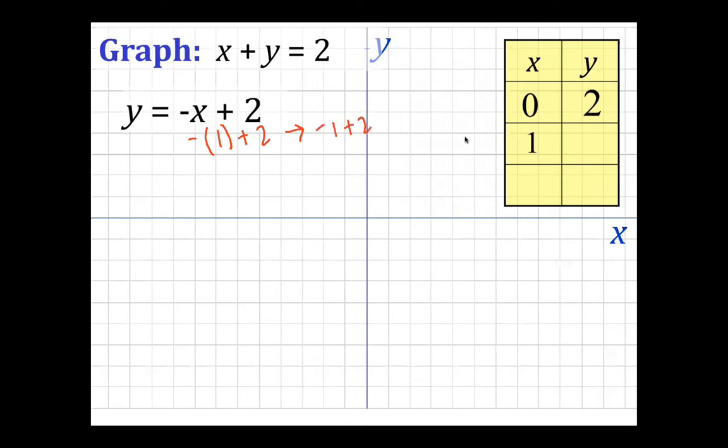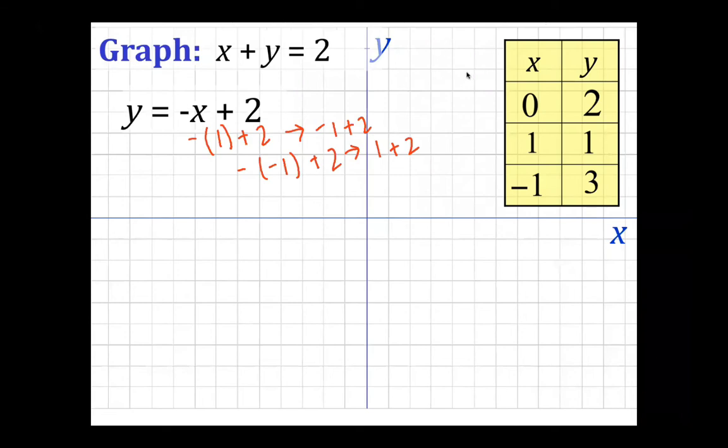And then so your y value would be 1. In the case of a negative number like negative 1, you would have to once again put it in parentheses and multiply it by the negative. So that would just give you 1 plus 2, and that would give you 3.